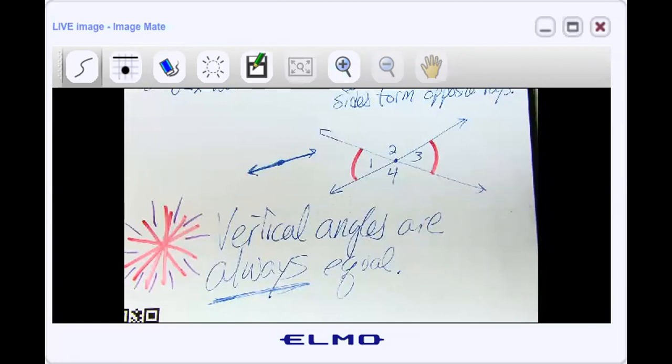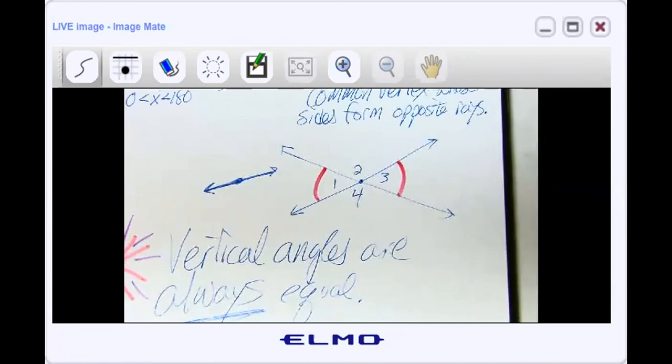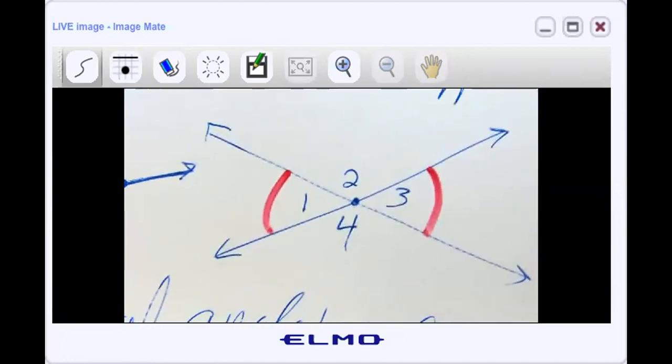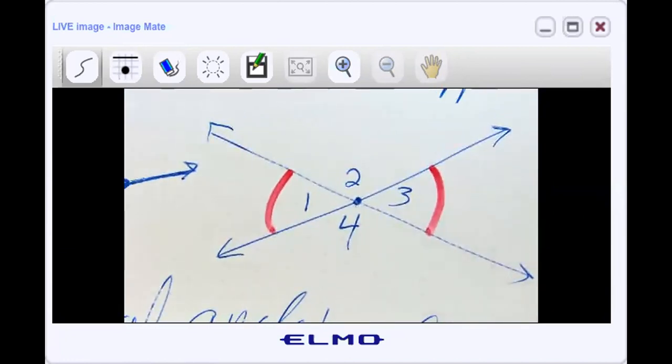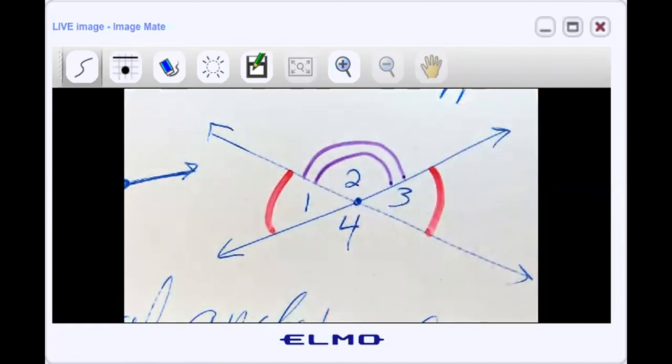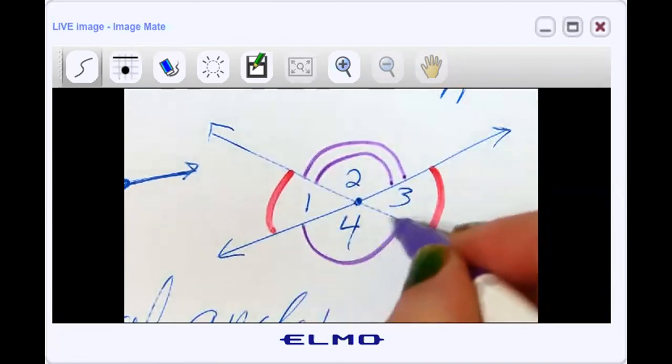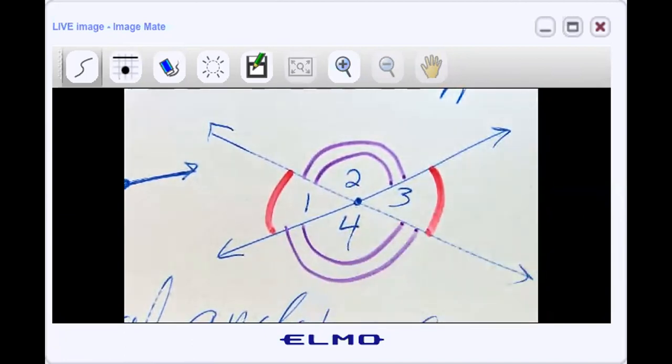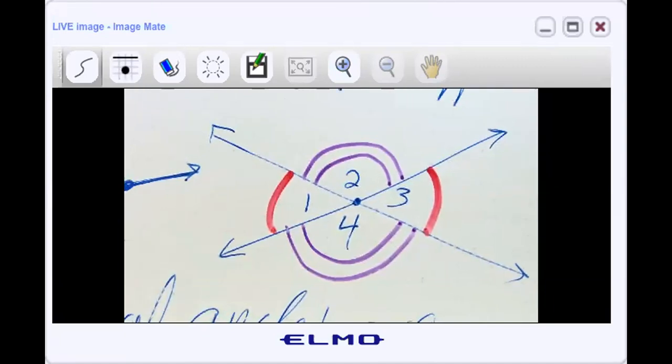But hold on, it gets better. I feel like an infomercial. Wait, there's more. Check this out. Look at this diagram. There's another pair of vertical angles in there. Do you see them? Right there, 2 and 4. You get another pair, another buy one, get one free sale. Oh my gosh. If I know the measure of that angle, I automatically know the measure of this angle. I don't even have to do any math. There's another pair of vertical angles. They're automatically going to be equal to each other. Oh my goodness.